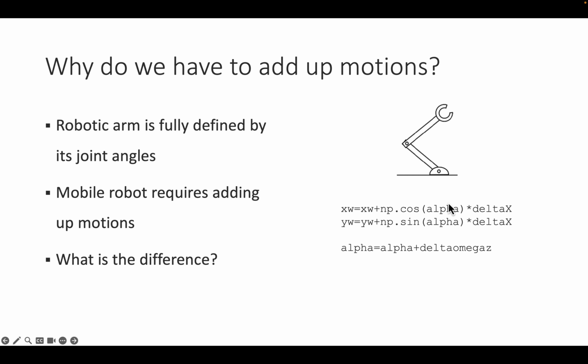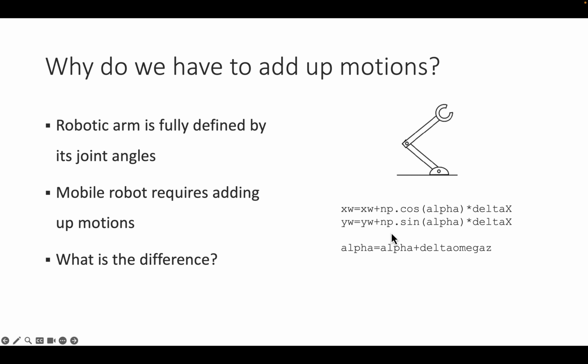Now you might ask, why do we actually have to add these motions up? When you consider a robotic arm, I know where the robot end effector is at all times by just looking at the angle of the motors. Why can't I do the same thing with a differential wheel robot? Simply look at how much I turned each of the motors and from that infer where the robot is.